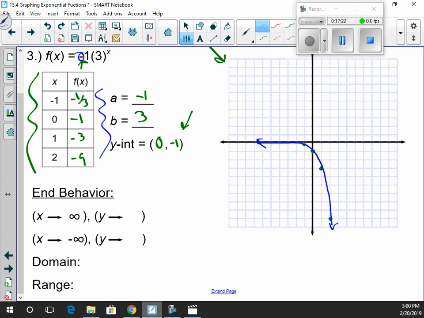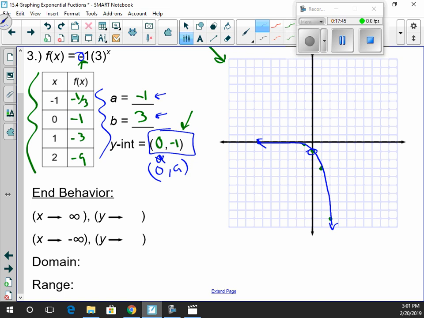Okay, my b value is 3. A value is -1. Those things we should have picked out. So my common ratio is 3. And what we get for our y-intercept, remember, is (0, a). And my a value is -1, so this is my y-intercept, (0, -1). And again, we can see that on the graph right here.